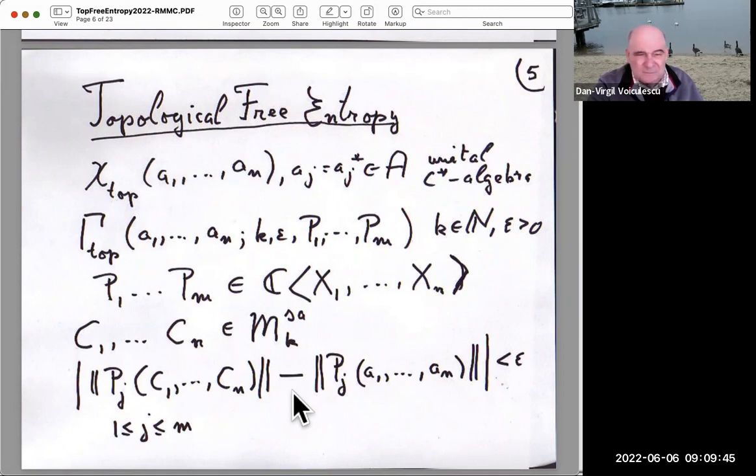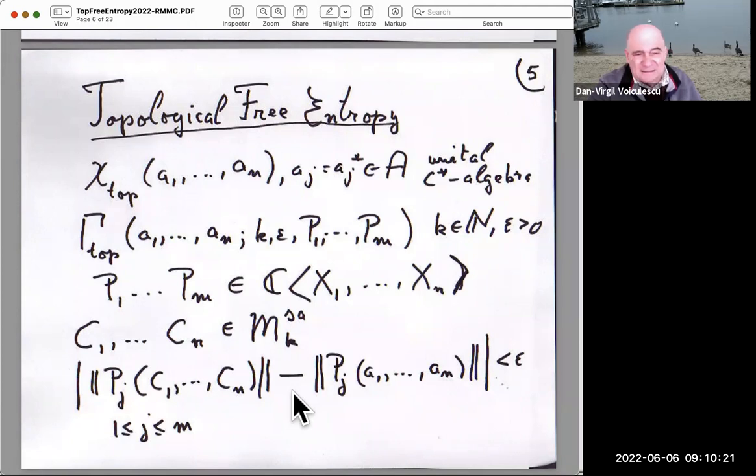microstates with various degrees of approximation are defined in this way. This is Gamma topological of A1, ..., An; K, epsilon, P1, ..., PM. Here, K is again the size of the matrices as before. Epsilon is a positive number, which gives the distance. And instead of moments, one has P1, ..., PM, non-commutative polynomials in indeterminates x1, ..., xn.